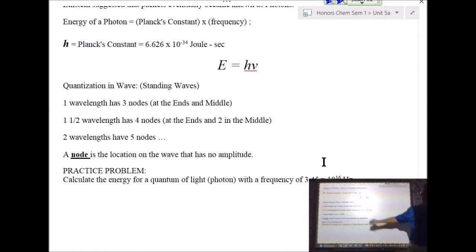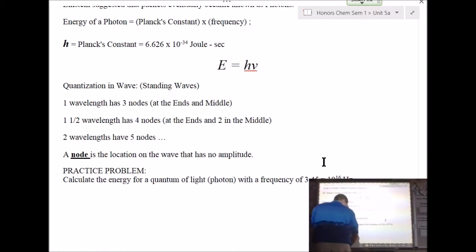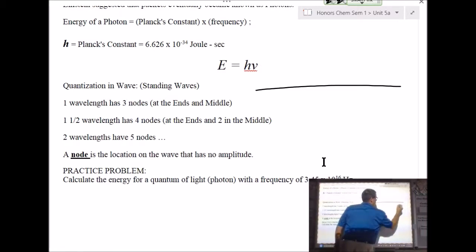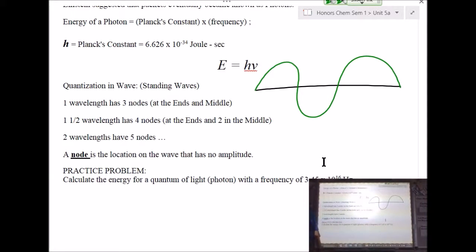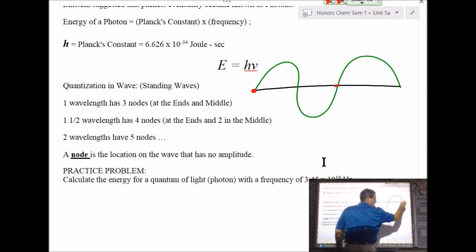Alright, the last thing I want to talk about are nodes. When we talk about a node, it's dealing with a wave with no height. For example, how many waves do I have represented there? One and a half. So you start here, go all the way up, all the way down, and then return back. So that's one wave. Now we're going all the way up, but we don't go back down.